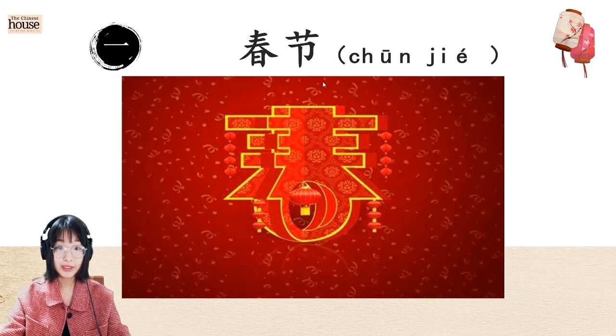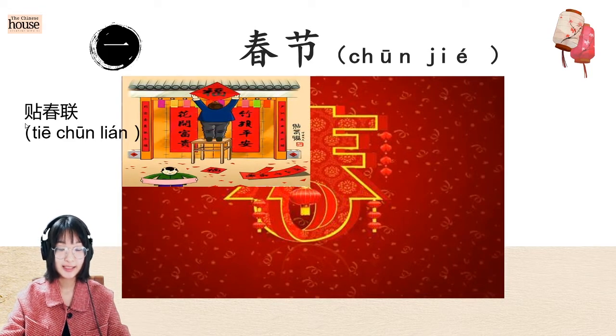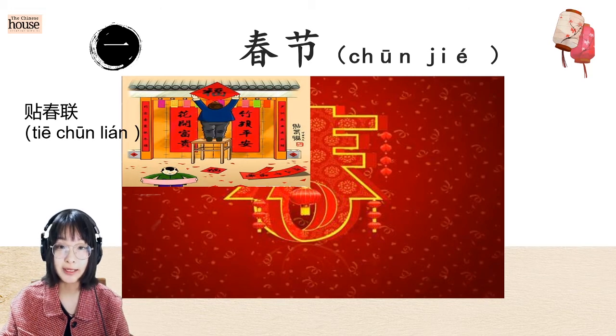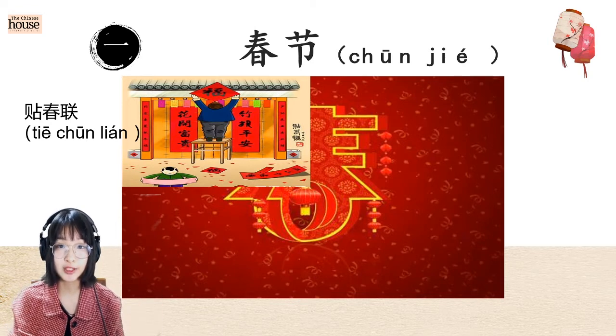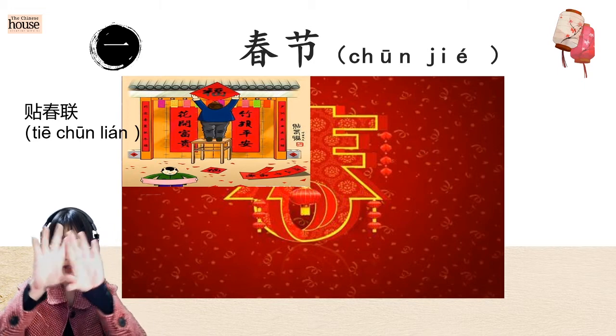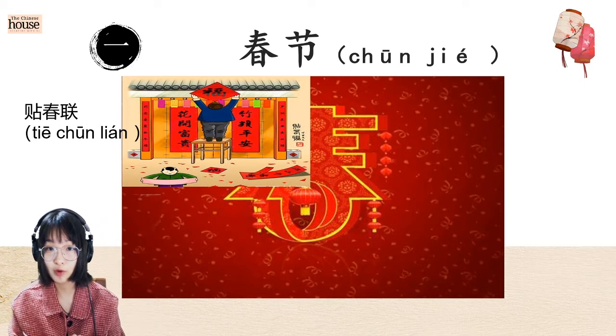So what do we do in Spring Festival? First, 贴春联. 春联 is a spring couplet. It's also called a couplet, or a pair of antithetical phrases. It is a special and traditional form of literature in China. A spring couplet is composed of two antithetical phrases put on both sides of the door, and a horizontal scroll bearing an inscription.